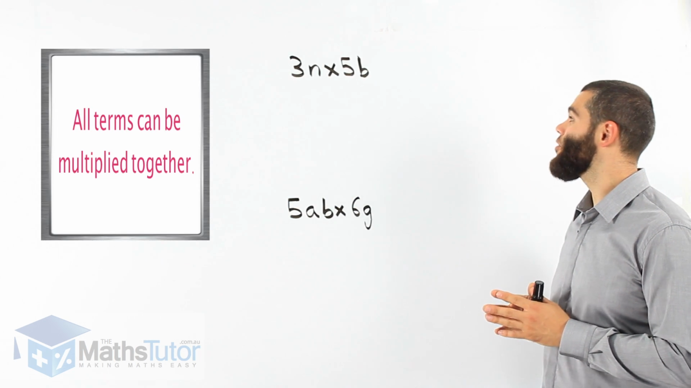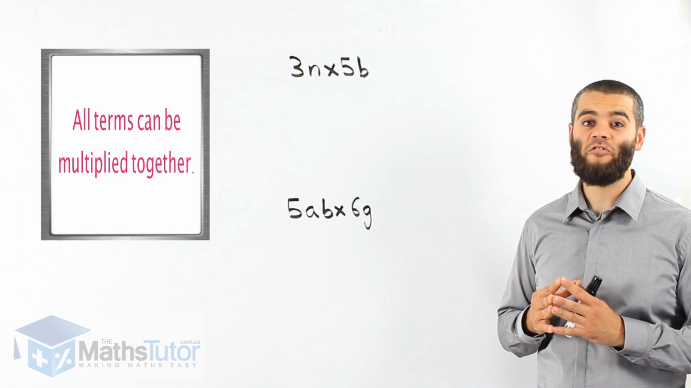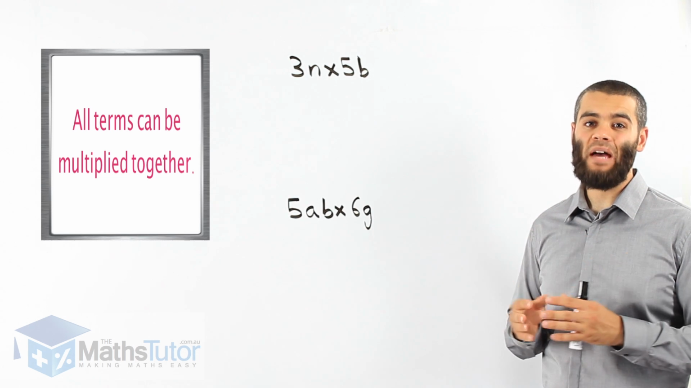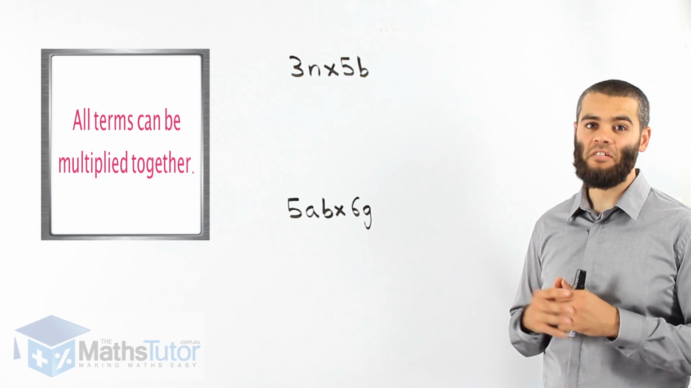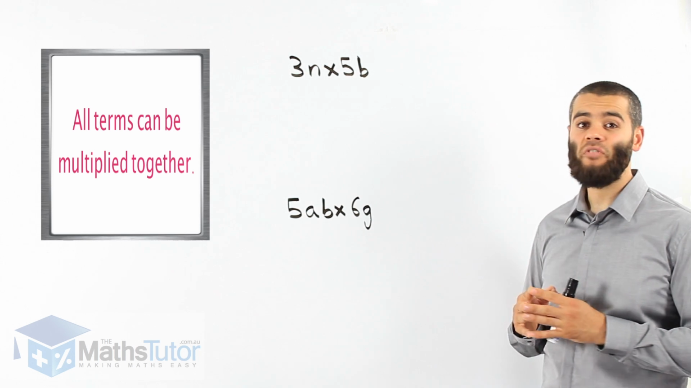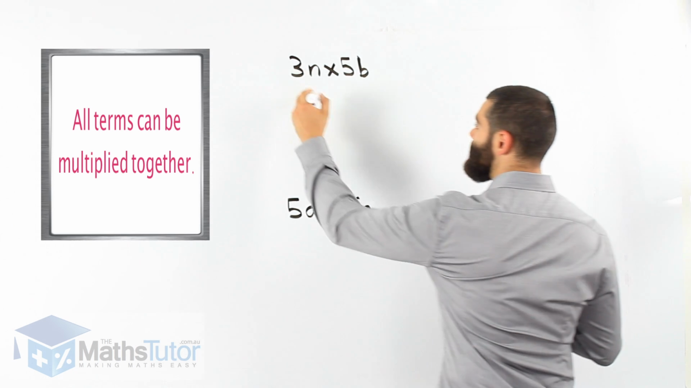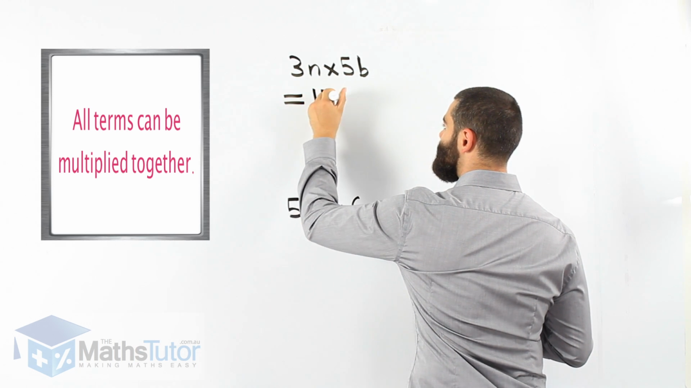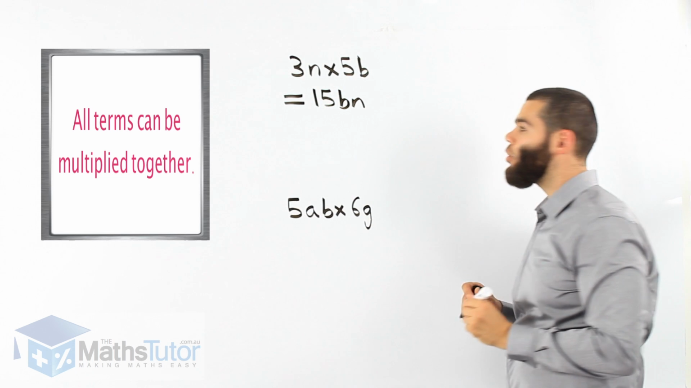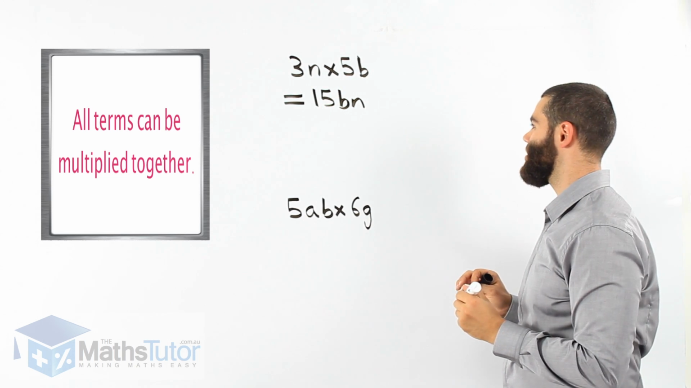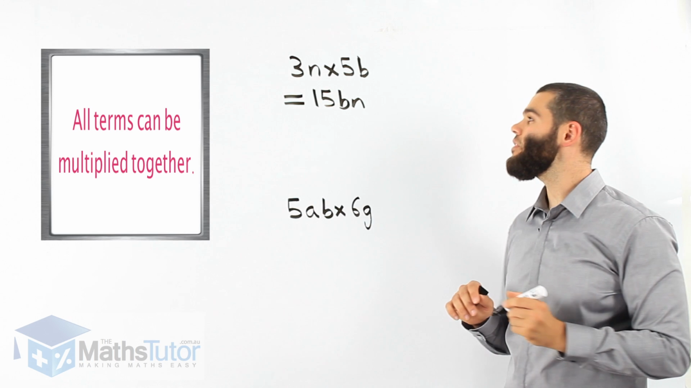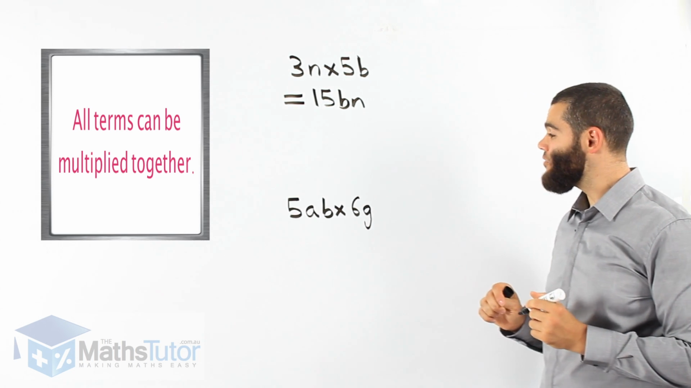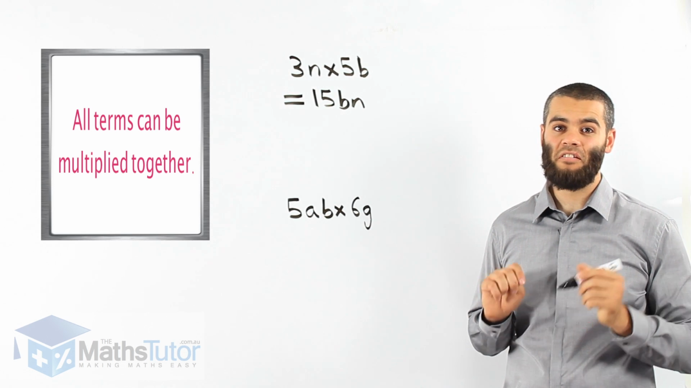Here we have 3n times 5b. Again, we don't worry about like terms. With multiplication, it doesn't matter. So 3n times 5b, simple. We know our times tables. 3 times 5 is 15, bn or nb, but it's better to put it in alphabetical order. So 3 times 5, 15, bn. It's that easy.